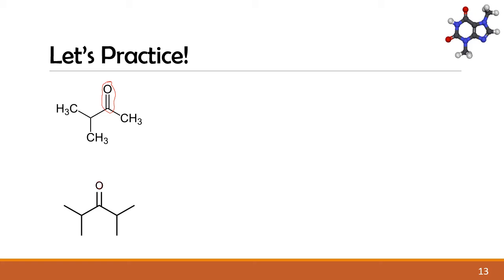So, we number our carbons from right to left to give our carbonyl group the lowest number possible. So, this ketone has 4 carbons and 1 substituent. A 4-carbon ketone is called butanone.